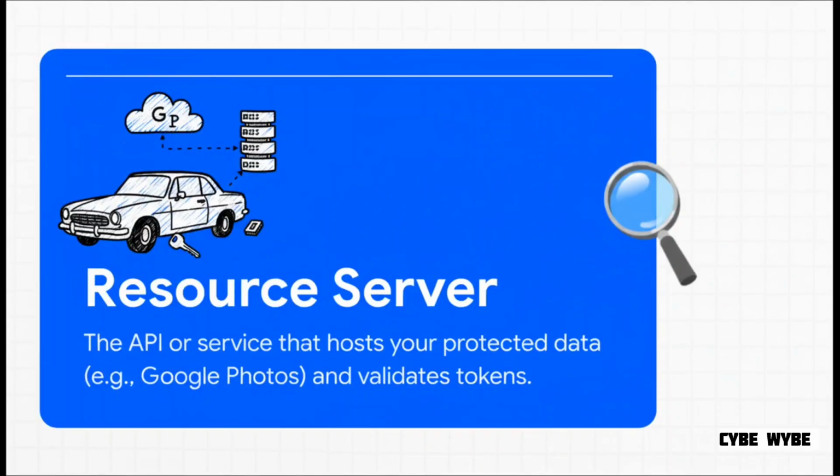And finally, we have the resource server. This is the service that's actually guarding your protected data, like the Google Photo servers or the Gmail API. In our analogy, this is the car itself. It's not going to unlock its doors or start its engine for just any key. It only trusts the official valet keys issued by that dealership we just talked about.